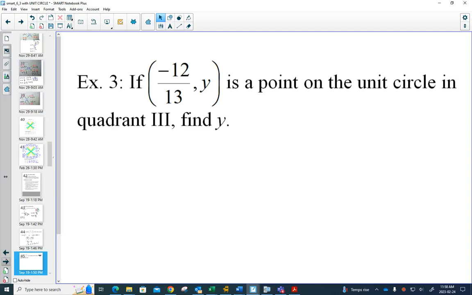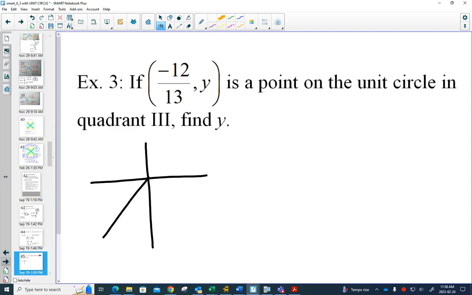If negative 12 over 13 comma y is a point on the unit circle in quadrant 3, find y. Again, we'll use the same strategy that we used in question 1. We'll draw a picture. We know this is in quadrant 3. I can make a triangle back to my nearest x-axis and label my reference angle. I can label sides on this triangle if I also think about the big idea that my x-coordinate is always cos, my y-coordinate is always sine.